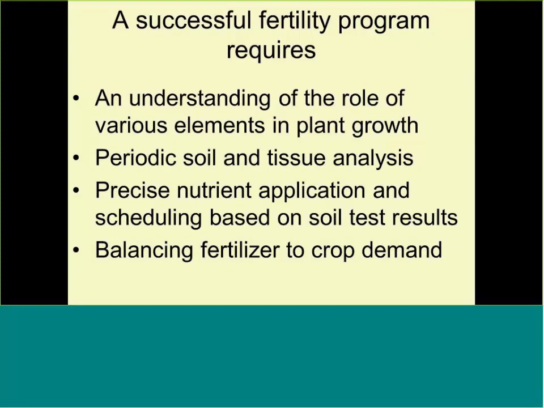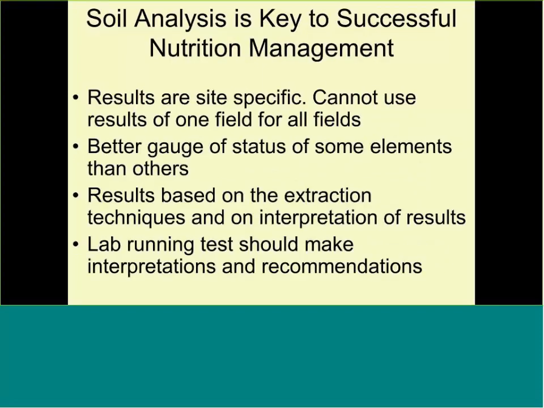All right. So for a successful fertility program, you need to understand the role of those various elements in plant growth, and I told you a little bit about them. N is for leaves, phosphorus is for roots, potassium is for fruits. Okay. Soil analysis, be careful when you do soil analysis.